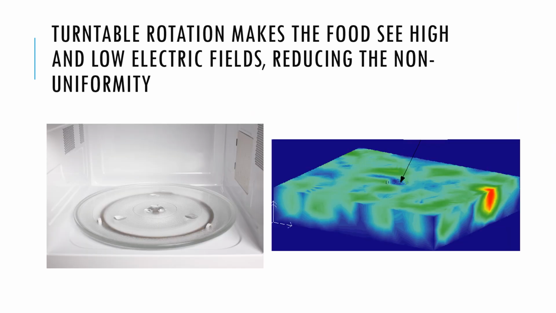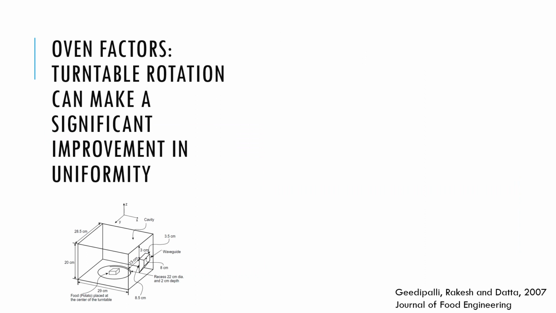So the turntable rotates like this, and that rotation makes the food see high and low electric fields, as was already mentioned. The food is going to rotate like that and see highs and lows. And as I said, this is an inexpensive way to decrease the non-uniformity. To have a comprehensive picture of how the turntable can make a difference in the electromagnetic energy deposition inside the food, we turn again to electromagnetic simulation.